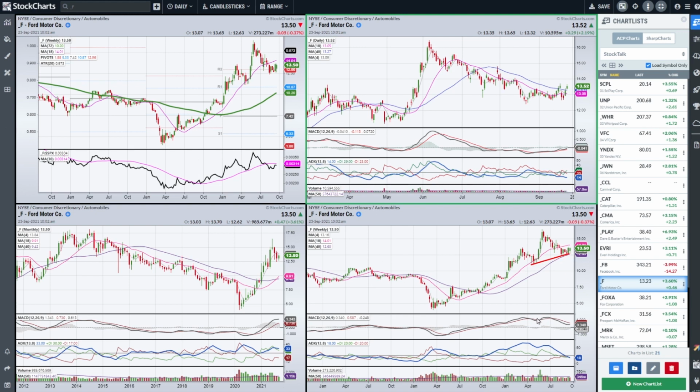Notice what's happening on the MACD. We're making a lower low, and we're getting towards a zero line reversal. And so this is a reverse divergence. Instead of making a lower low in price and a higher low in MACD, we're doing the opposite. We're making a higher low in price and a lower low in MACD. It's still a divergence. It's just reversed.